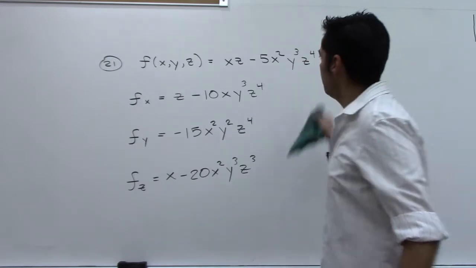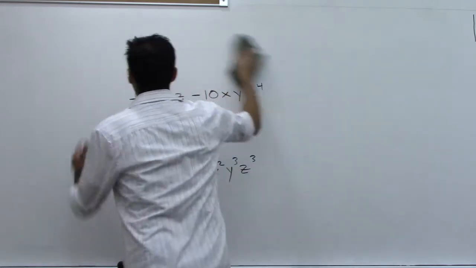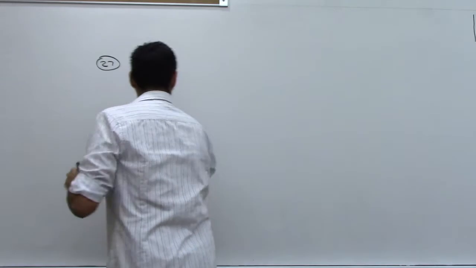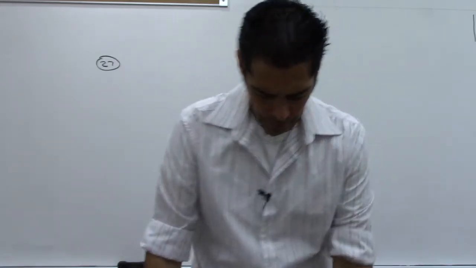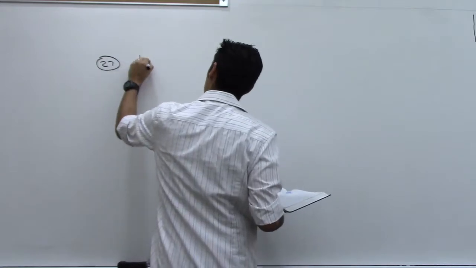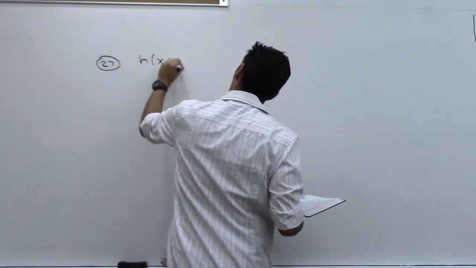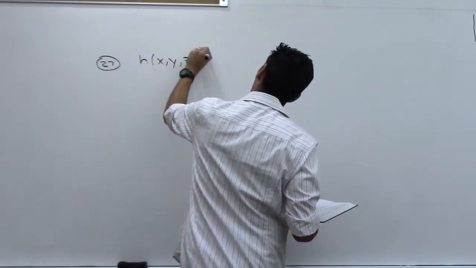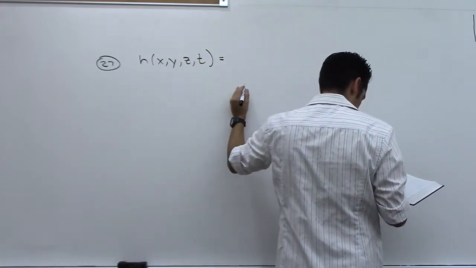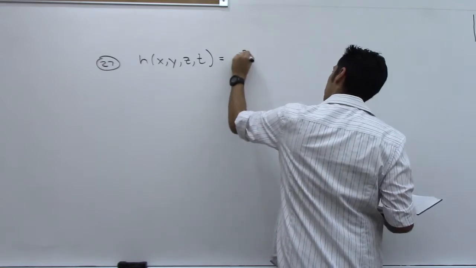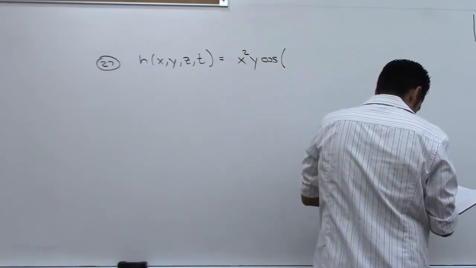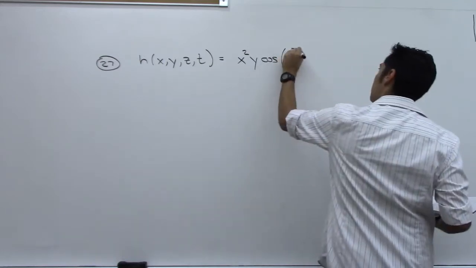Number 27 looks interesting. H of x, y, z, t equals x squared y cosine of z over t.